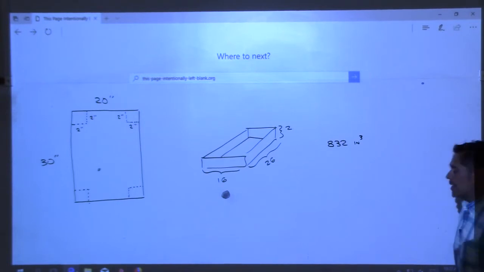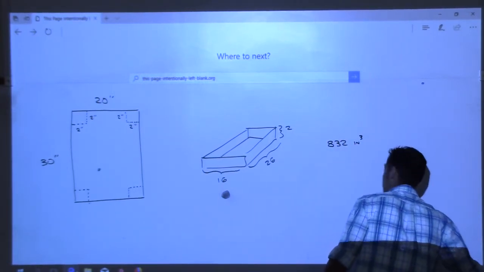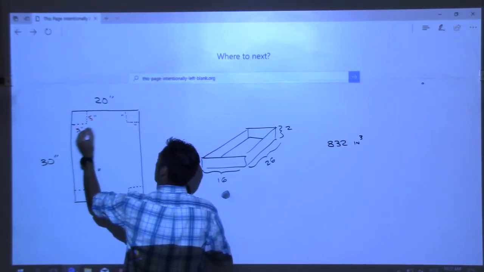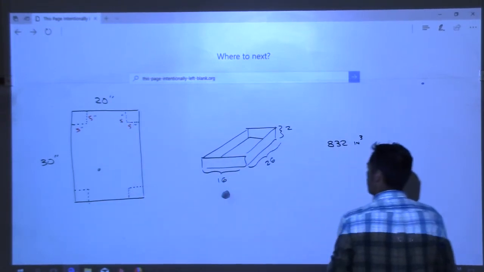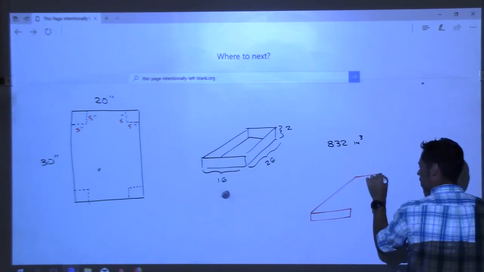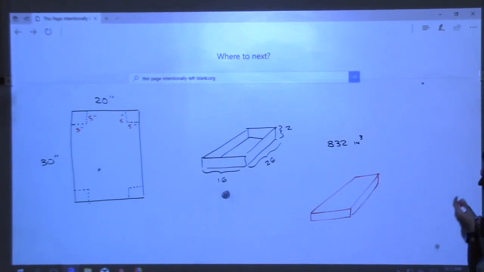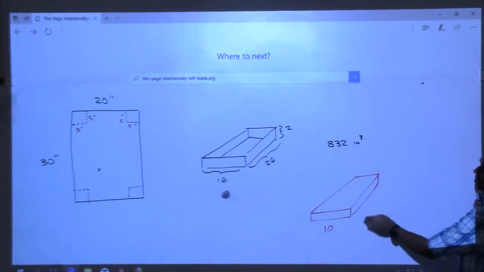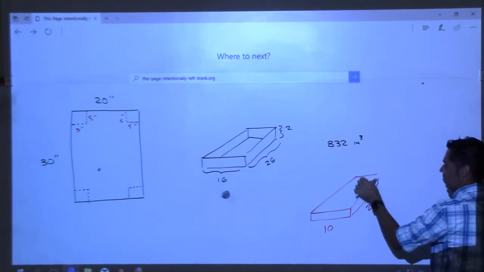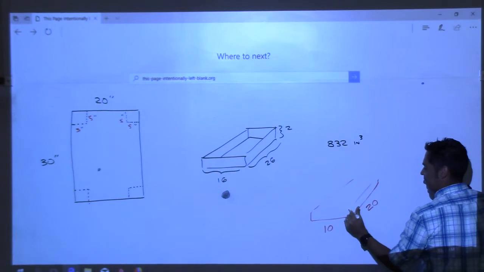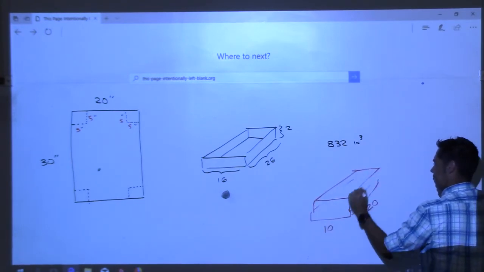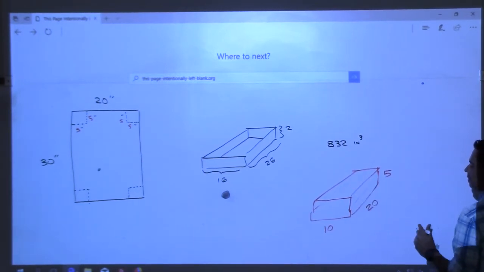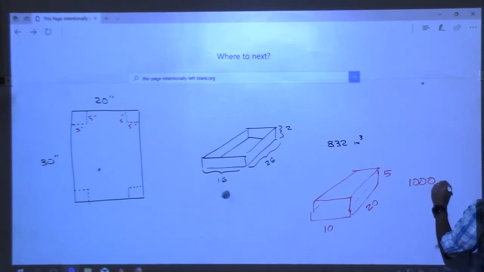Now, let's do it a different way. Instead of doing 2, what do you want to cut? 5? Okay, let's go with 5. So let's change these to 5s. Then our picture is going to change. How wide is it? It's only 10 inches wide, because you cut off 5 from each side. How long is it? 20, but you've got depth here. Maybe I should have drawn this a little bit deeper, like this. There we go. So now that's 5. What's the volume of this? 1,000 cubic inches.